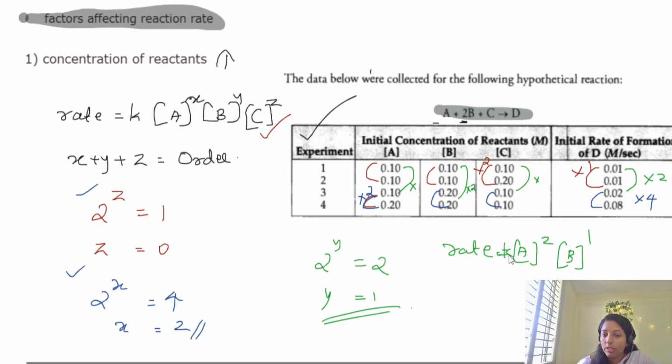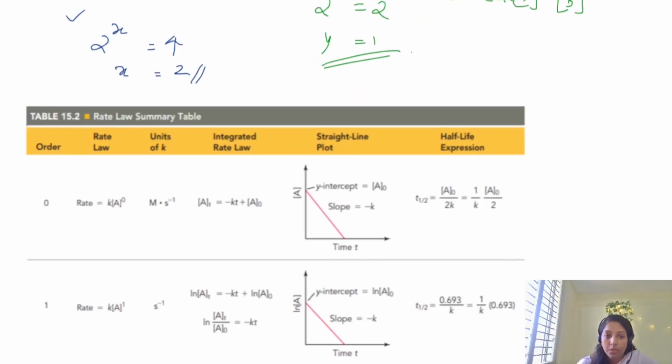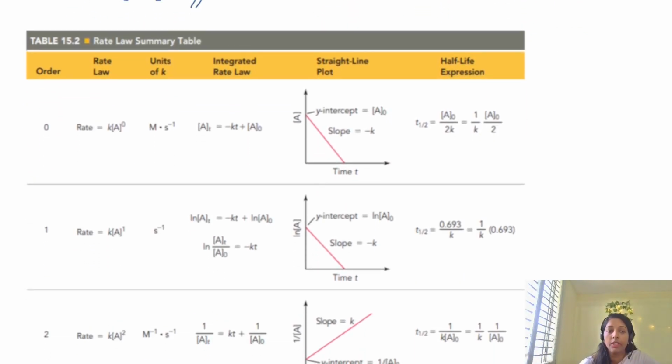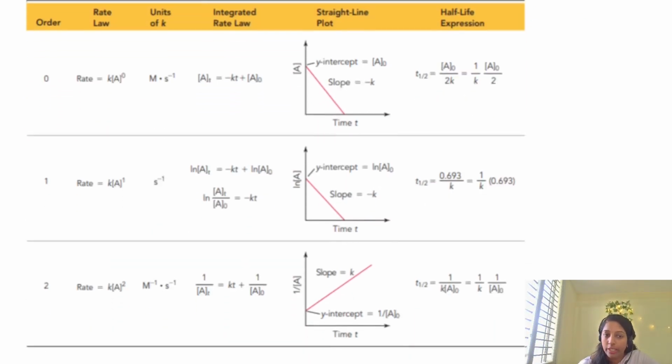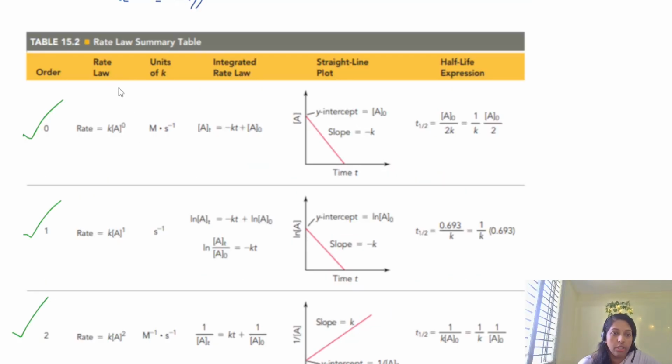So it is overall a third order reaction: second order with respect to A, first order with respect to B, and zeroth order with respect to C. In this chapter we will study the whole rate laws, first order and second order. There are four main points you need to study.